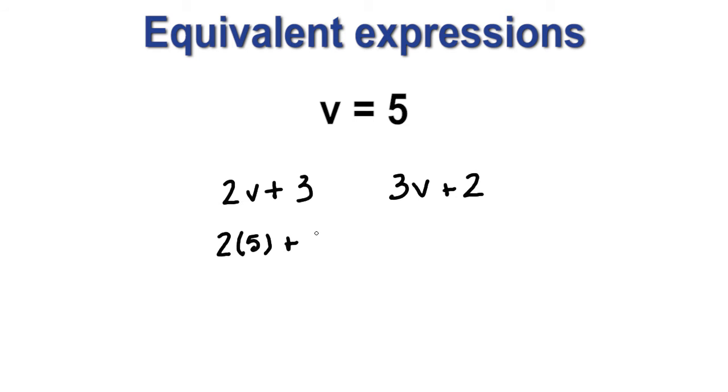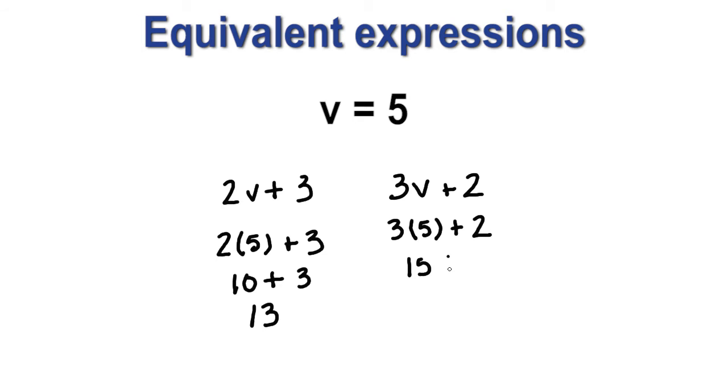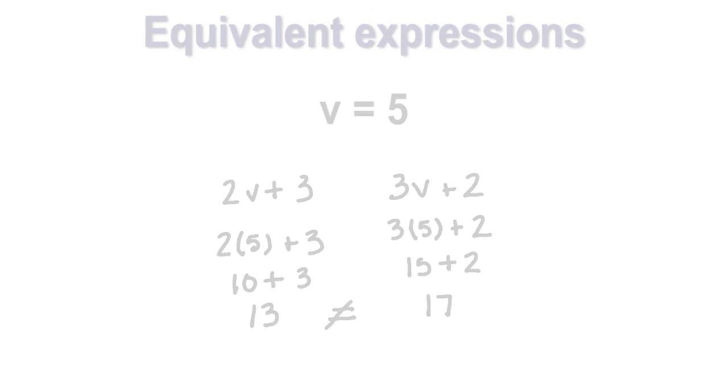Students will then identify when 2 expressions are equivalent when a value is substituted for the variable. Let's evaluate the expressions 2 times v plus 3 and 3 times v plus 2 when v equals 5. The first expression would be 2 times 5 plus 3, which is 10 plus 3 to equal 13. And the second expression would be 3 times 5 plus 2, which is 15 plus 2, which equals 17. The 2 expressions are not equivalent because doubling a number and adding 3 will yield an answer smaller than if the number were tripled and 2 was added.